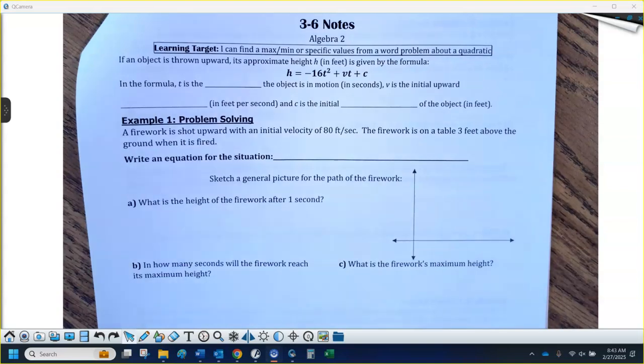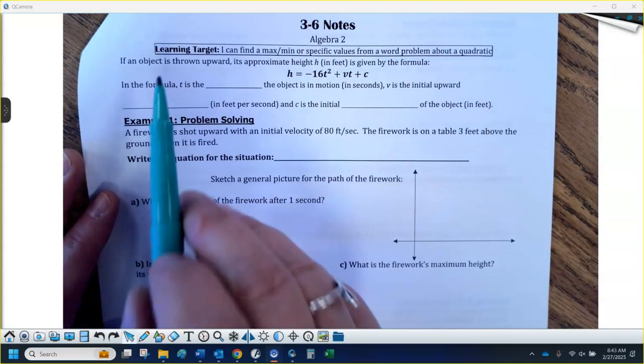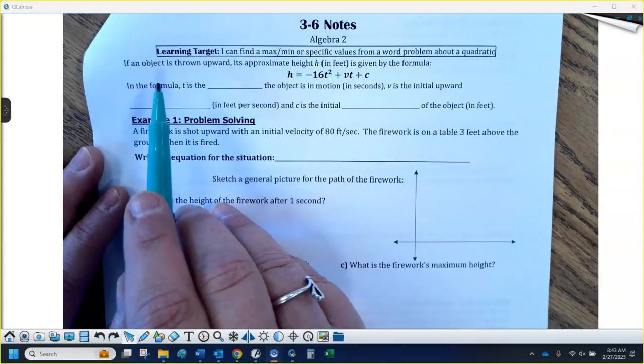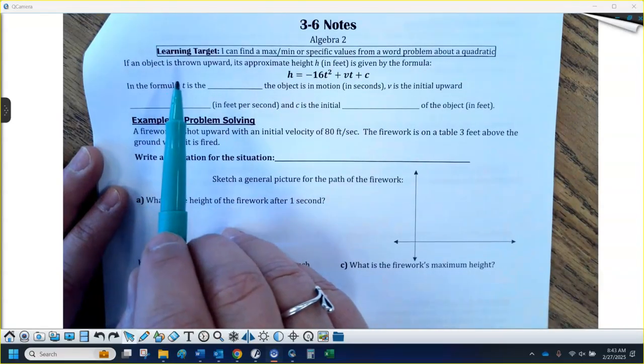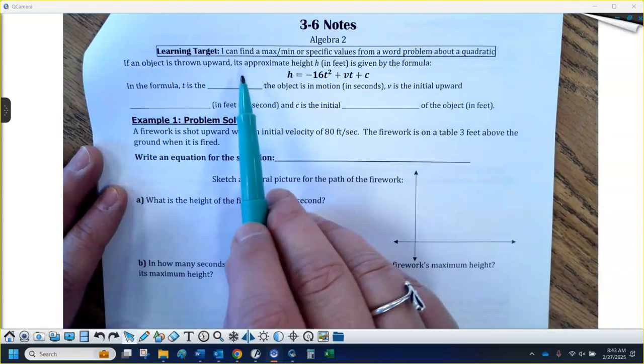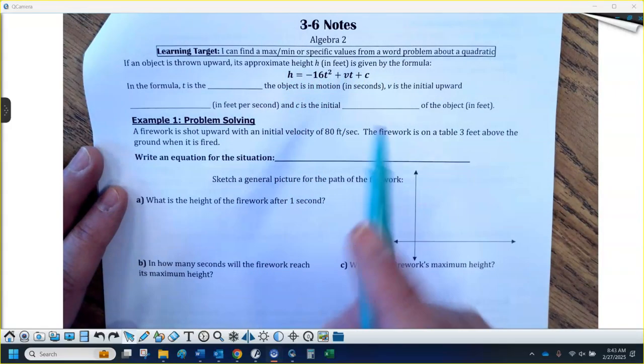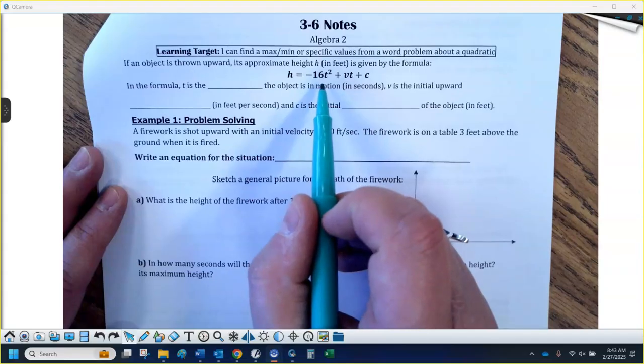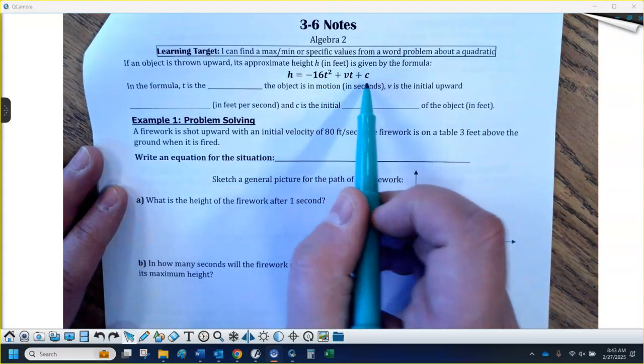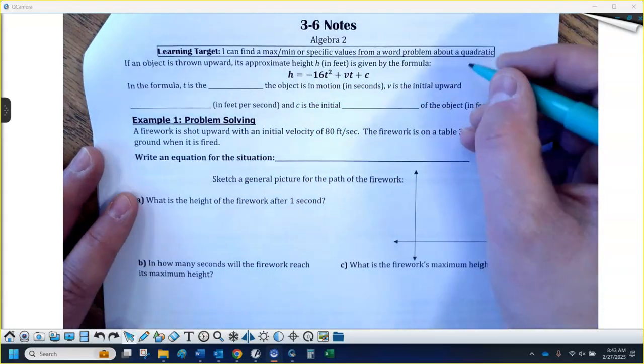More often in the formula when we actually do the problem. Okay, so it says if an object, so like think about throwing a penny or something, is thrown upward, its approximate height in feet is given by, this is just a general formula, h equals negative 16t squared plus vt plus c. Okay, I'm going to write this to the side.